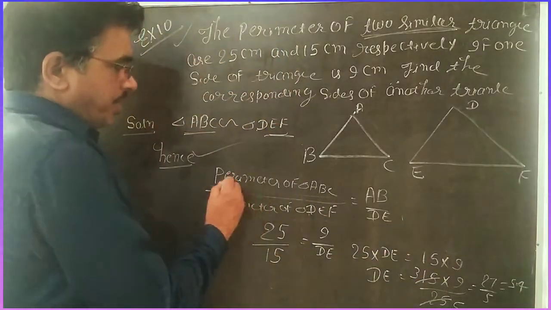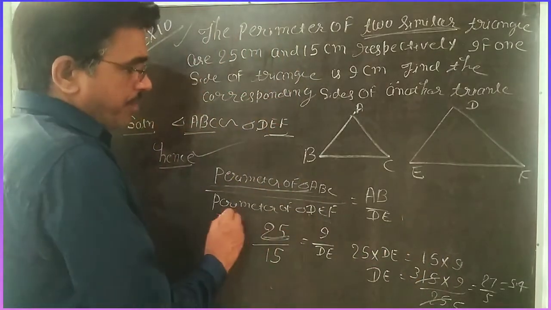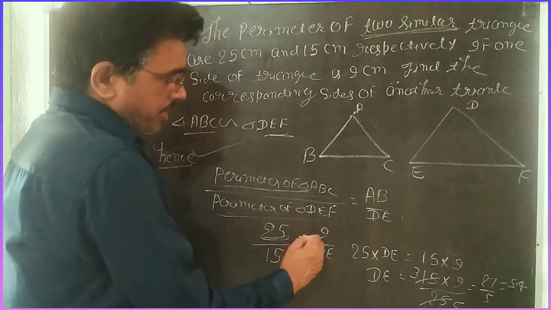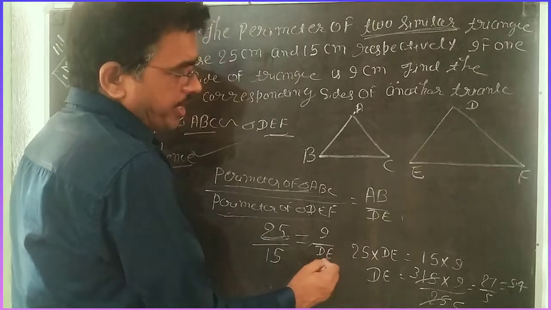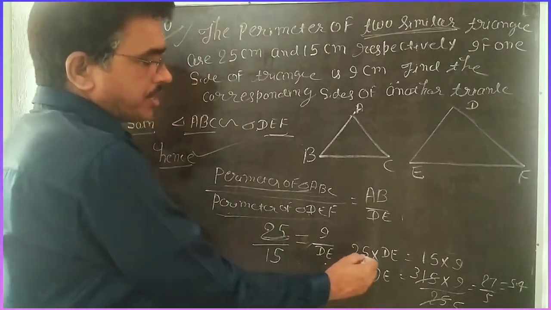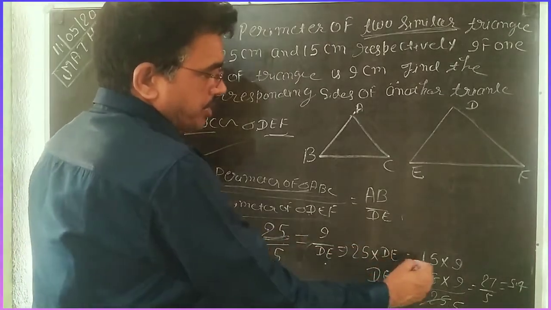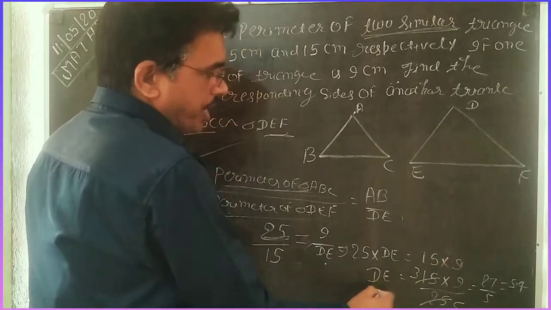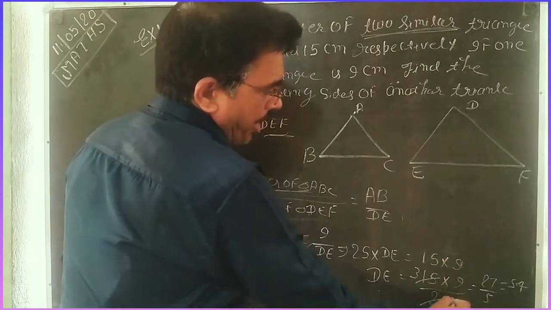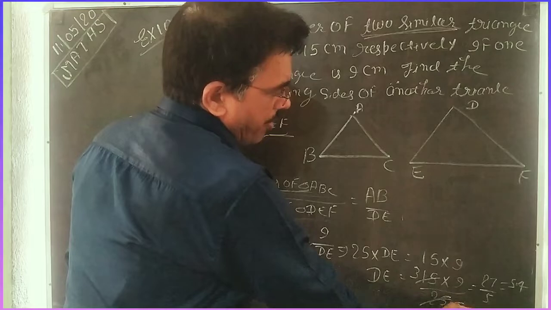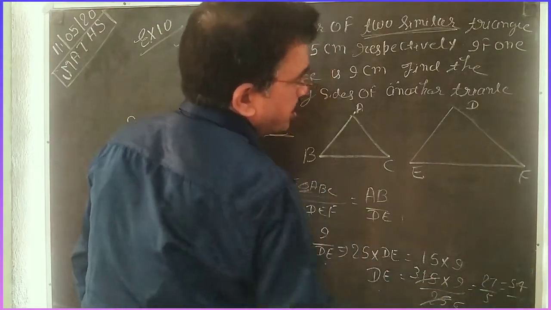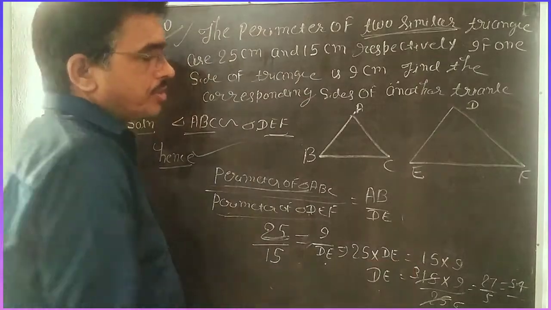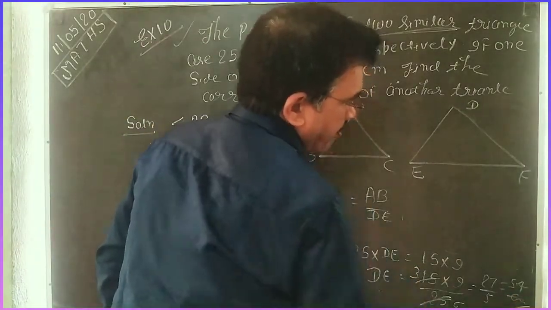Now the perimeter of the first triangle is given as 25, the perimeter of the second triangle is 15, the side of the first triangle is 9, and the side of the second triangle you have to find, that is D. Then by cross multiplication, 25 into D is equal to 15 into 9. So D is equal to 15 into 9 by 25. 5 threes are 15 and 5 fives are 25, so 9 threes are 27 by 5. That is 5.4 cm, and it is your solution, 5.4 centimeters.